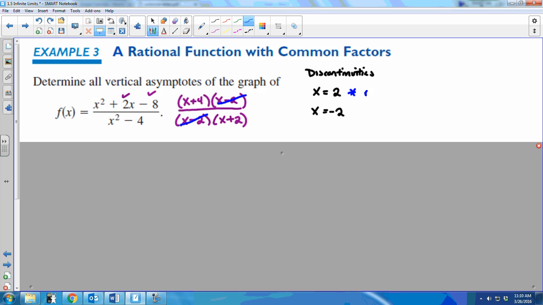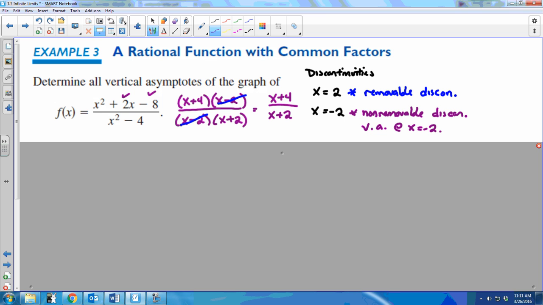So in this case, this is a removable discontinuity, right? So that's not a vertical asymptote. So we really have the equivalent function x plus 4 over x plus 2. And so now I cannot simplify anymore. And if I put negative 2 in for x, I'm still going to get a denominator that is 0, because negative 2 plus 2 is 0. And so here, I have a non-removable discontinuity. And so there's going to be a vertical asymptote at x equals negative 2.